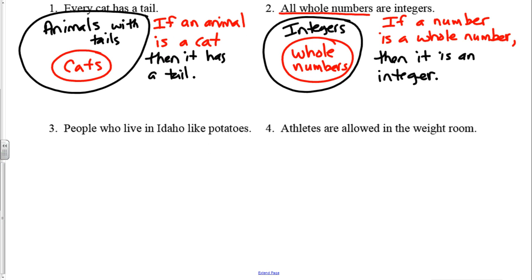What I would like for you to do for number 3 is pause the video and complete all of number 3. I want the Venn diagram with the if-then statement. So go ahead and pause your video now, please.